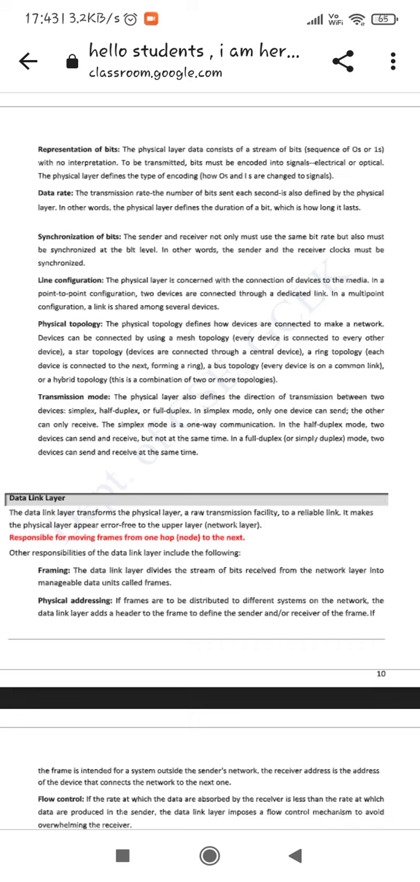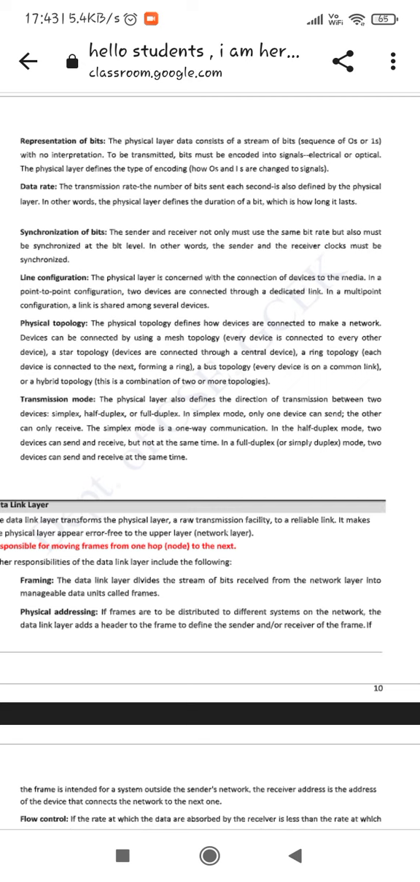Physical topology. The physical topology defines how devices are connected to make a network. Devices can be connected by using a mesh topology, a star topology, a ring topology, a bus topology, or a hybrid topology.